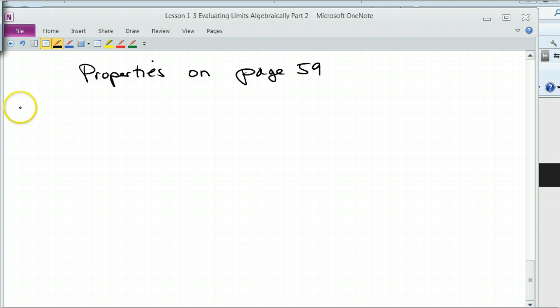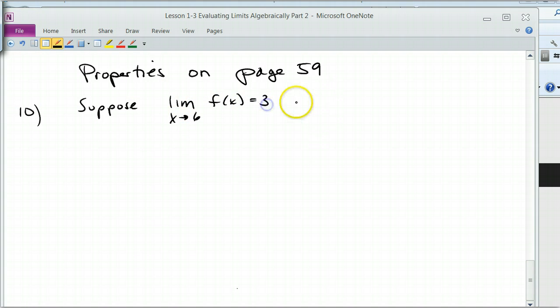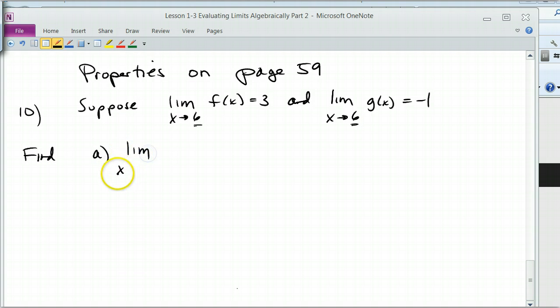Alright, suppose, this is number 10, suppose that the limit as x goes to 6 of f of x equals 3, and at the same time, the limit as x goes to 6 of g of x equals negative 1. Note they're both going to the same x value, which is important. I want to find the following. The limit as x goes to 6 of f of x plus g of x. I'll just put it in brackets to show you that I'm finding the limit of both of those.